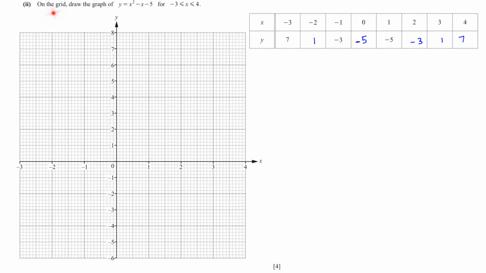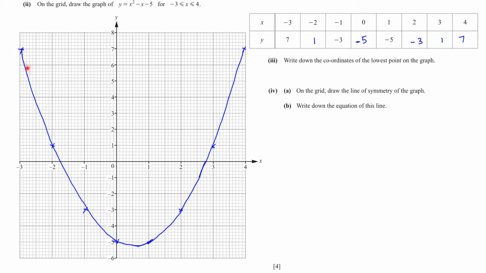In B2, on the grid draw the graph of y is equal to x square minus x minus 5 for -3 to 4 x values. So this is the table and we have to plot it. When x is -3, y is 7. Same way we are going to plot all the points and this is what we will get. Now we have to join them together to make it into a smooth curve. This is how your curve will look like.